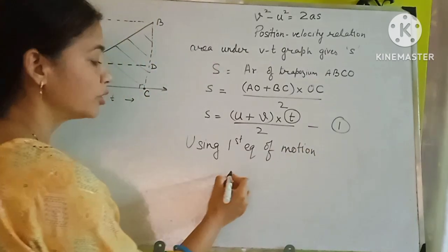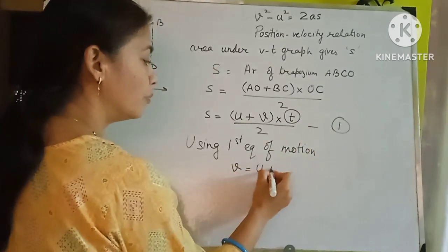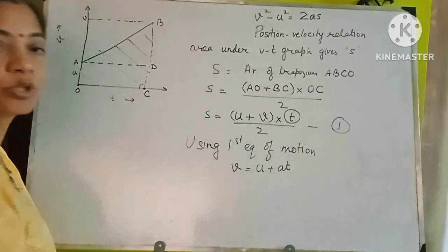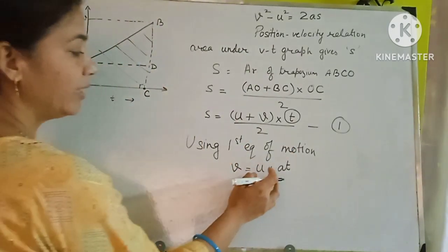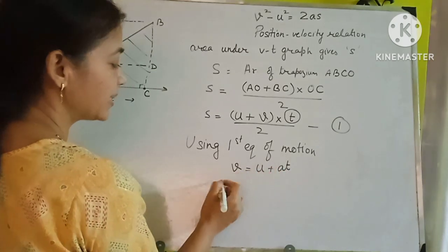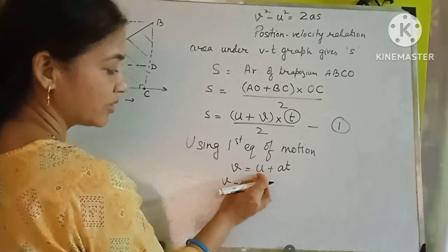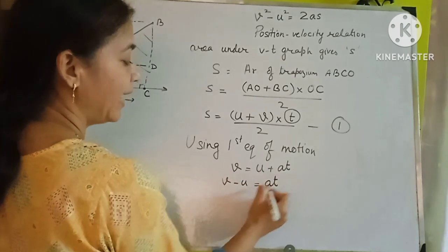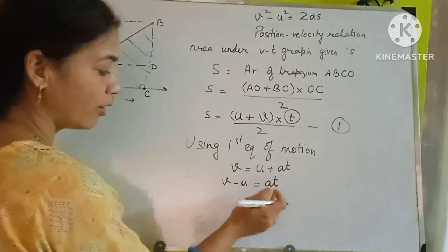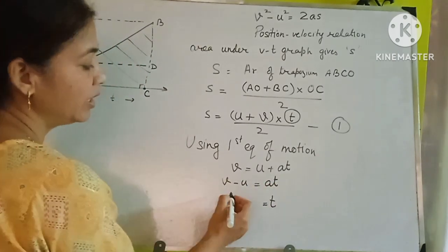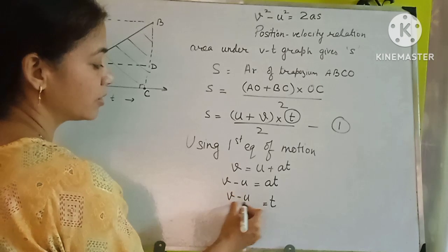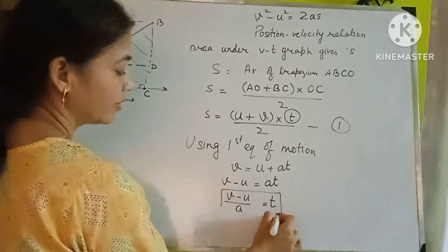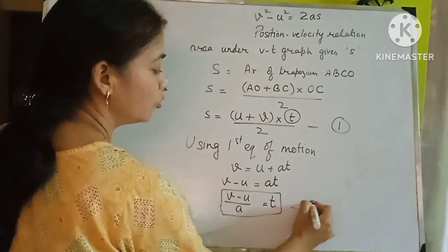What is the first equation of motion? v is equal to u plus at, right? From this you find out the value of t and just substitute it over here. So what will t be equal to? Take u on this side, it becomes v minus u because it was plus. When it comes here it will become minus, is equal to at, and then t is equal to, throw a also on this side of the equation, it will become v minus u by a, right? Mark this out as equation number 2.